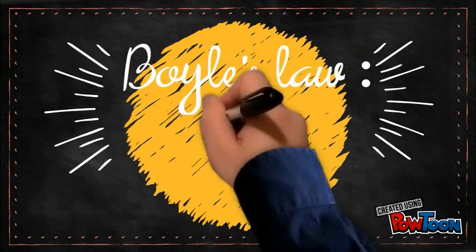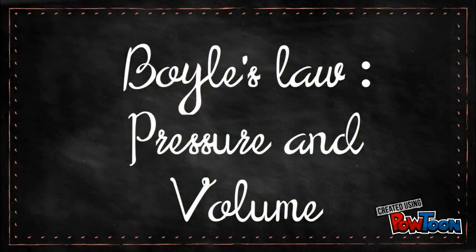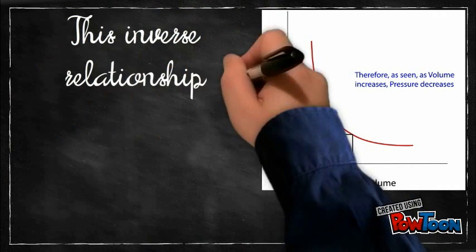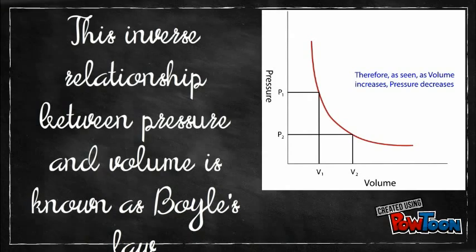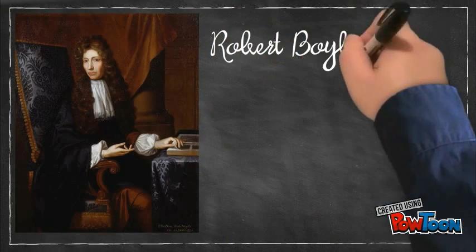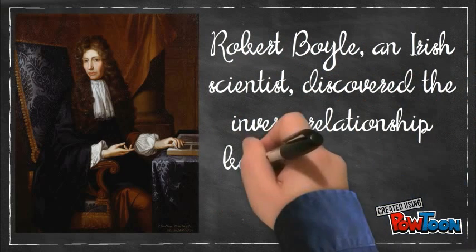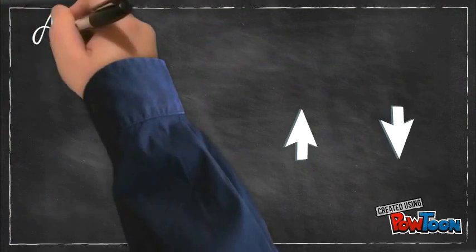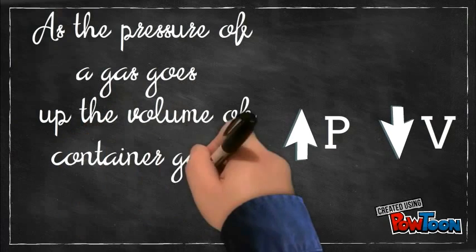Boyle's law relates pressure and volume. This inverse relationship between pressure and volume is known as Boyle's law. Robert Boyle, an Irish scientist, discovered the inverse relationship between volume and pressure. As the pressure of a gas goes up, the volume of its container goes down.